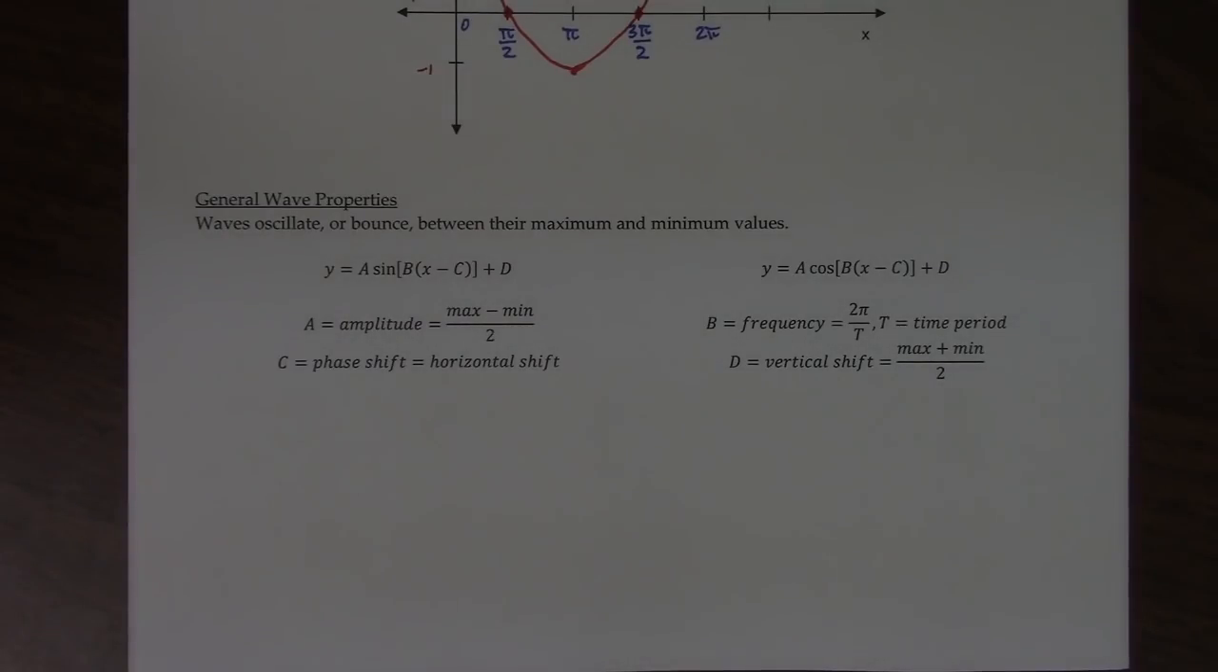So if we multiply a number or a function out front by a constant, it stretches the function vertically by that constant. So if we put a 2 in front of a function, it doubles all the y values, and so it stretches it vertically by 2. And that's what the a in this function does.